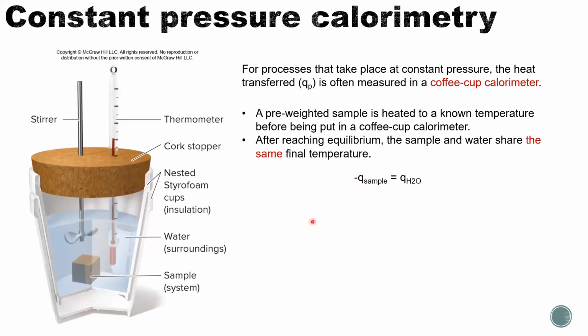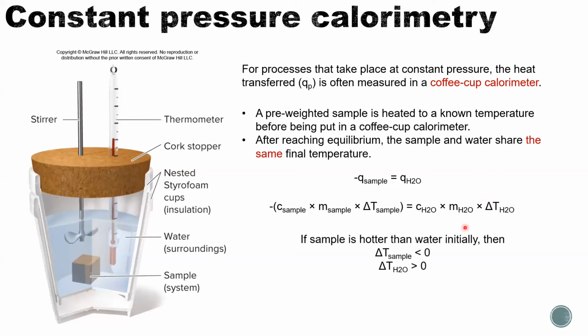Then plug in the numbers. For the sample, we have C m delta T sample. For water, we have C m delta T water, right? So if the sample is hotter than water initially, just take an example, the delta T of the sample is smaller than 0, while the delta T of the water is larger than 0.